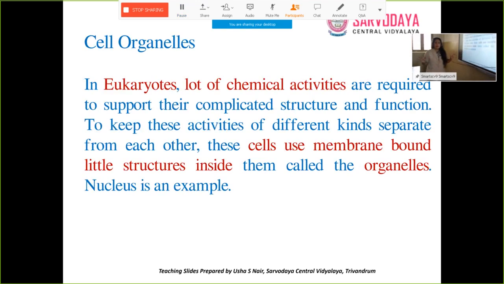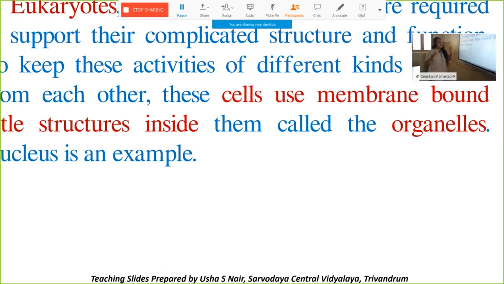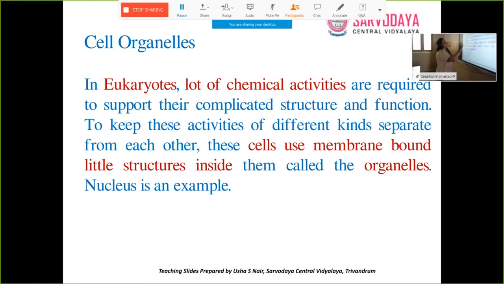Here, eukaryotes and prokaryotes we have mentioned. Prokaryotes don't have a well-defined nuclear membrane, but eukaryotes do have a well-defined membrane. Prokaryotes lack cytoplasmic organelles, and the others have all this. Here I said that in eukaryotes, a lot of chemical activities are required to support these complicated structures.